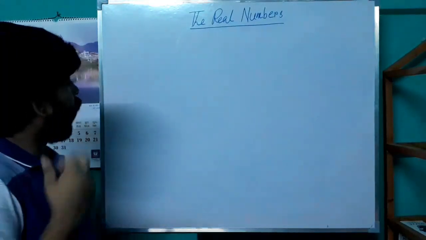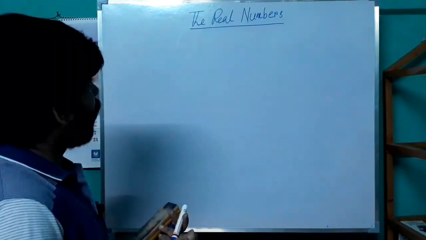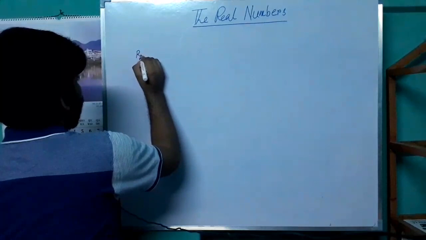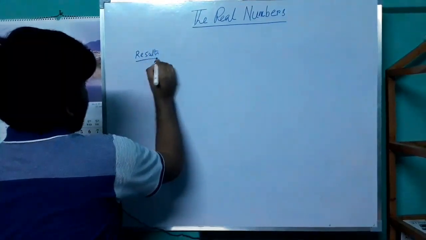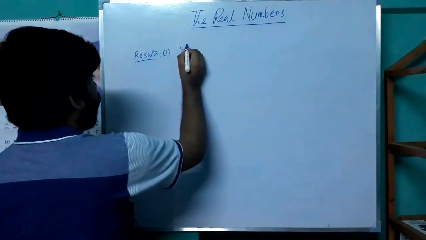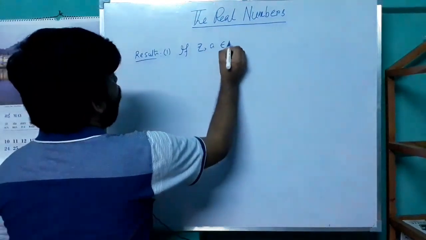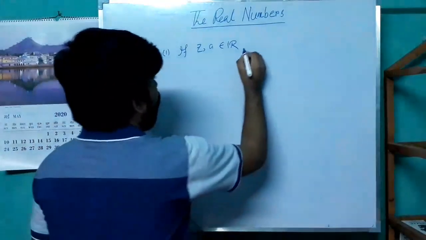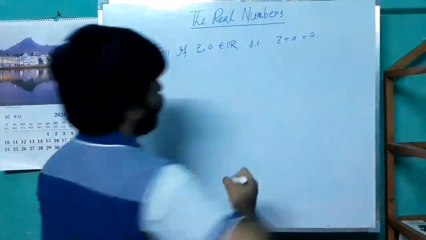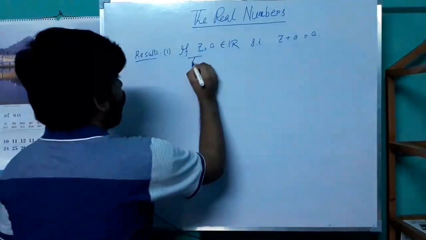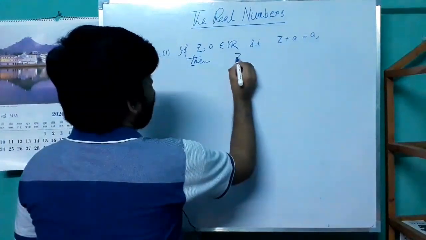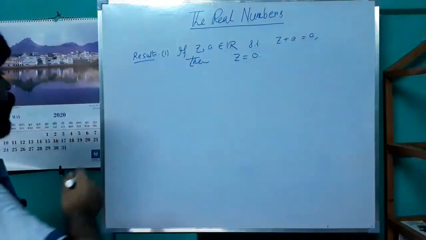So now we observe some algebraic properties of real numbers using those 9 axioms. The first result, result 1: if Z and A are two real numbers such that Z plus A equal to A, then Z must be 0. So proof.